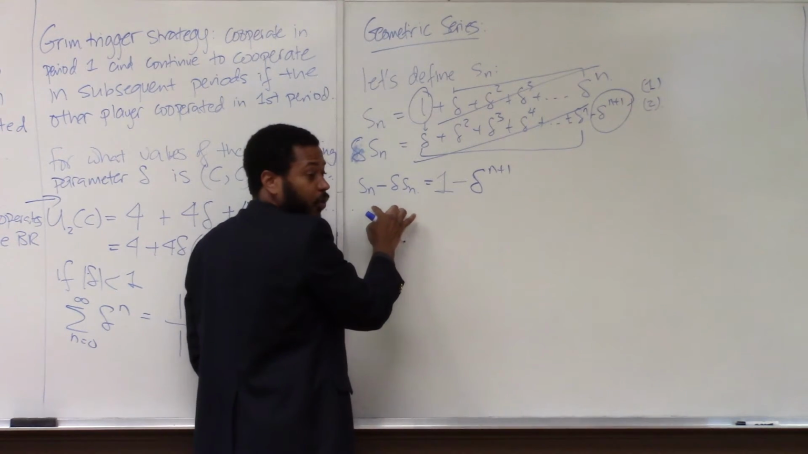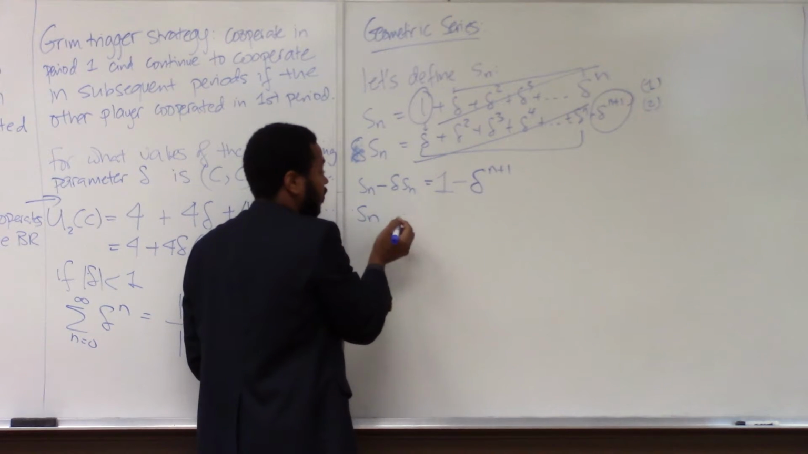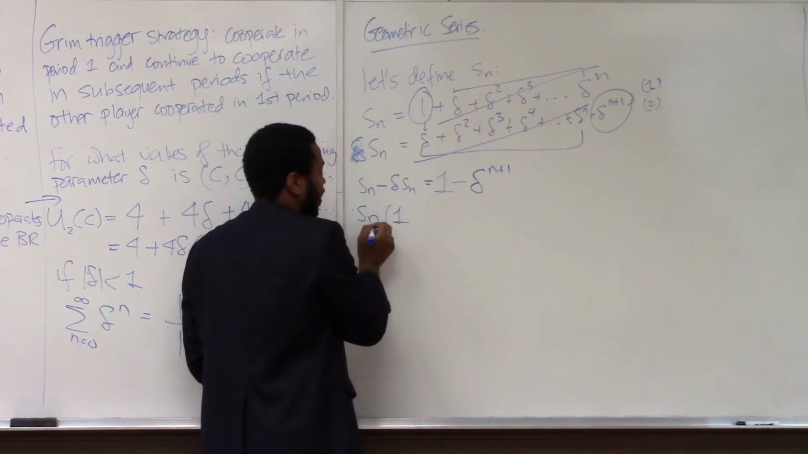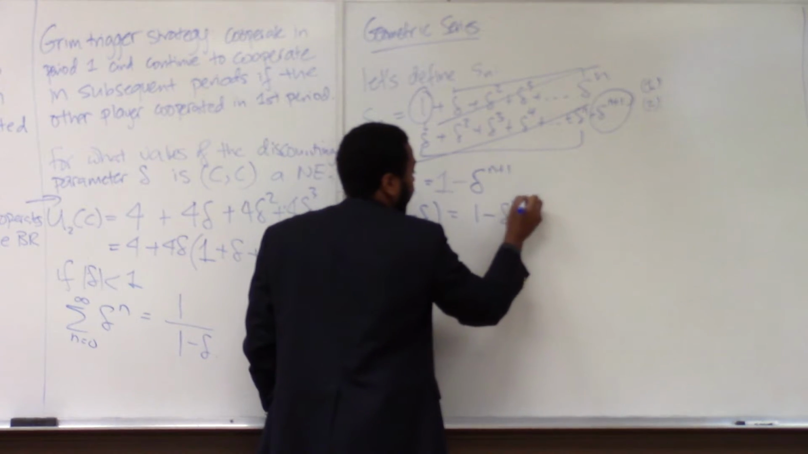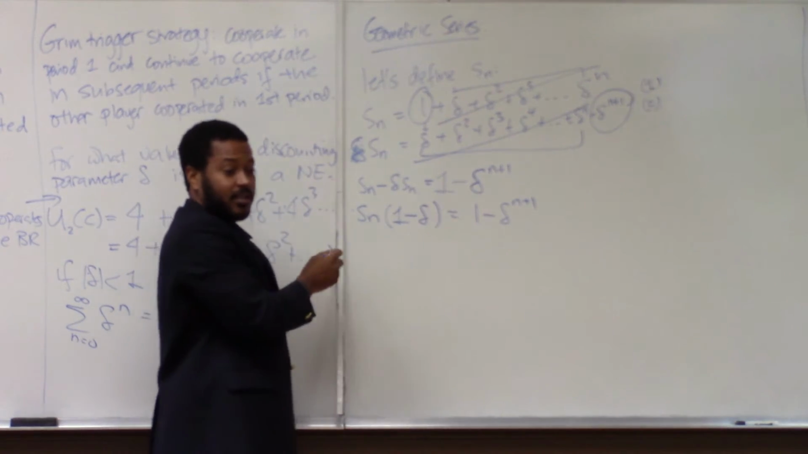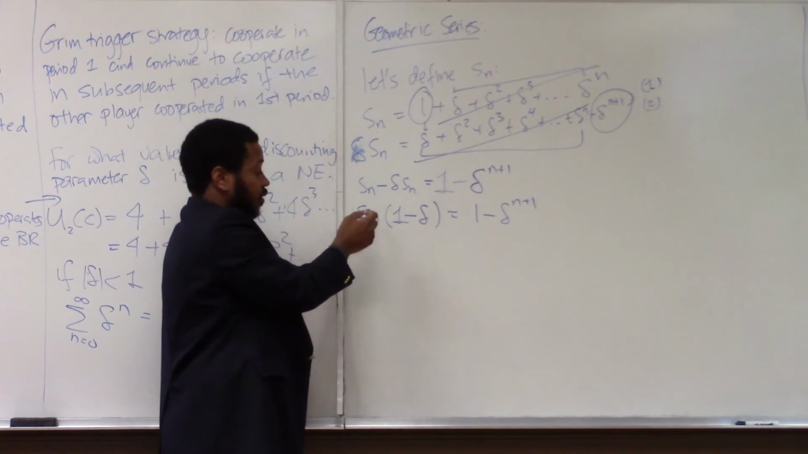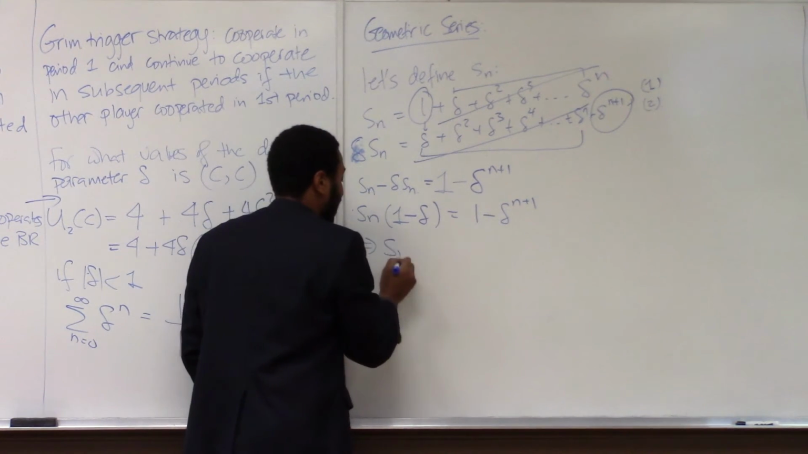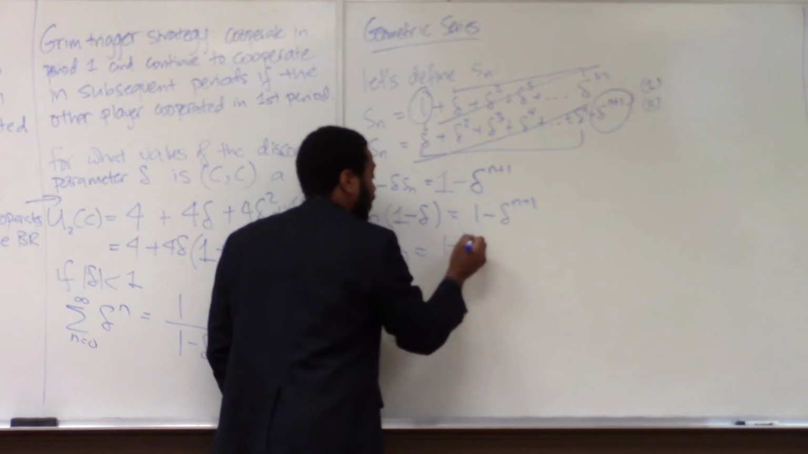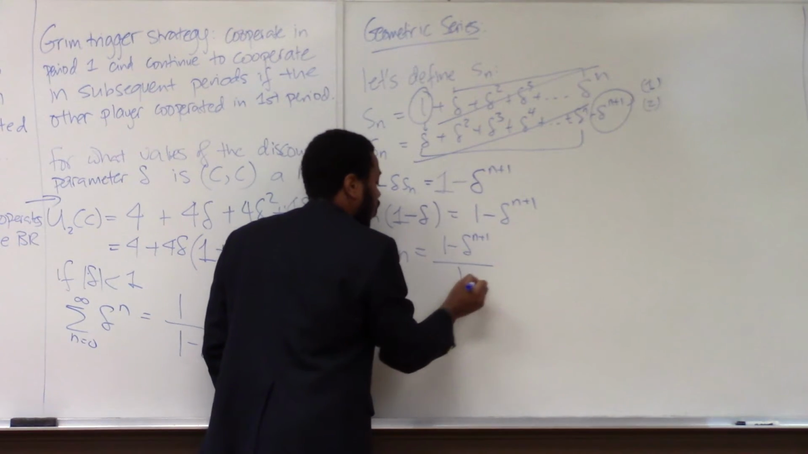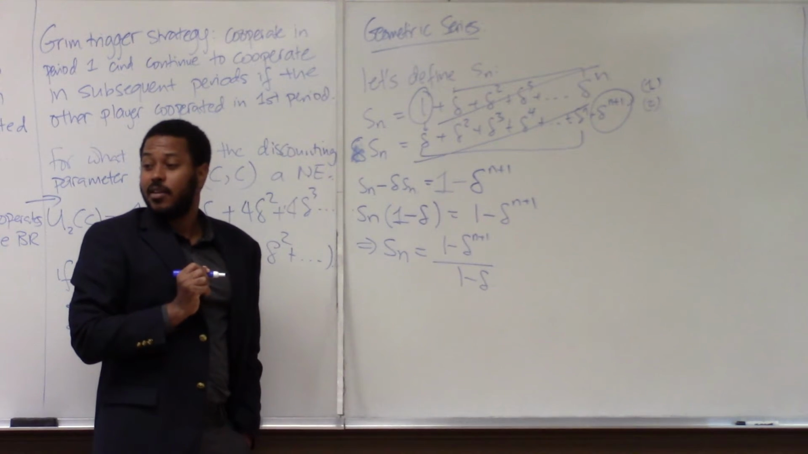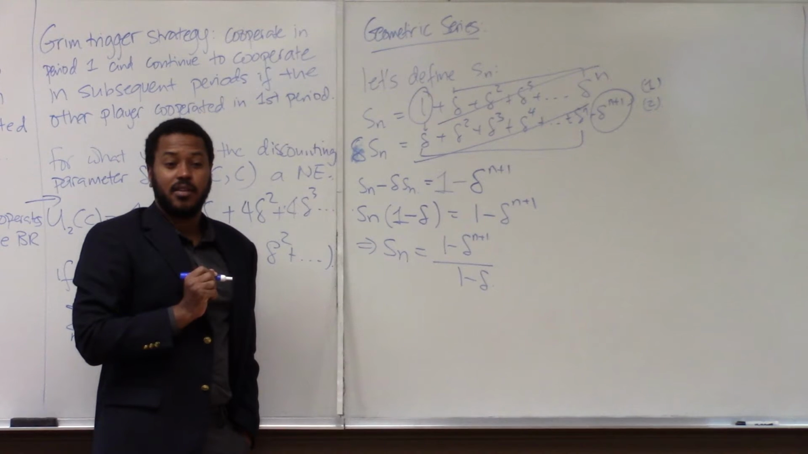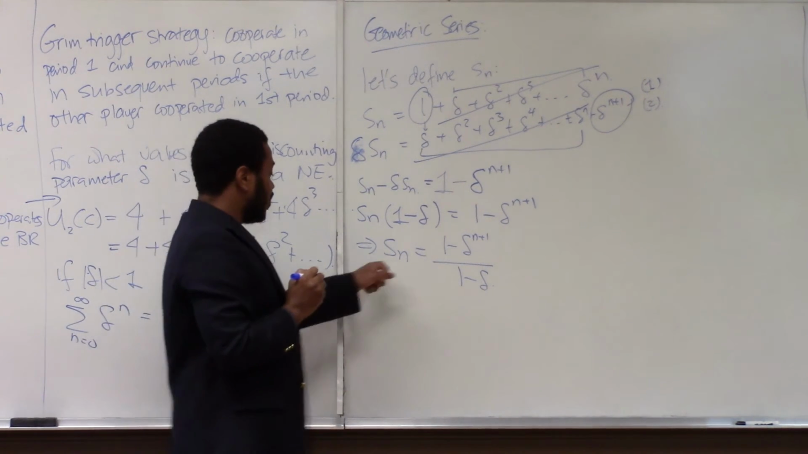Now, we can take out a factor of Sn. That's just Sn times 1 minus delta is equal to 1 minus delta to the n plus 1. Does everyone see that? We've just moved terms here. So that implies that Sn is equal to 1 minus delta to the n plus 1 over 1 minus delta. Who sees that? Okay, good. So this is what this sum is equal to.